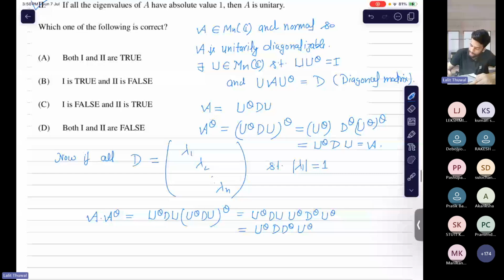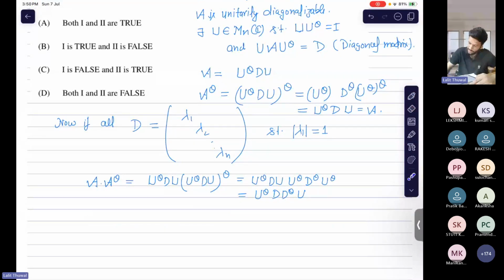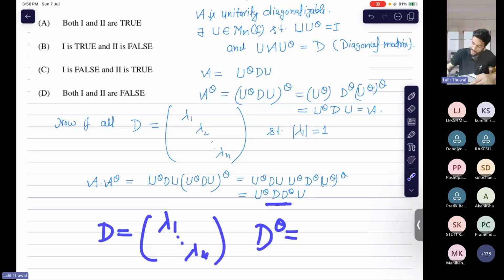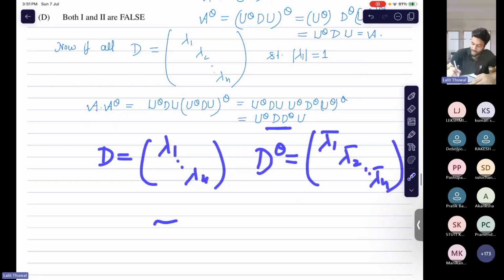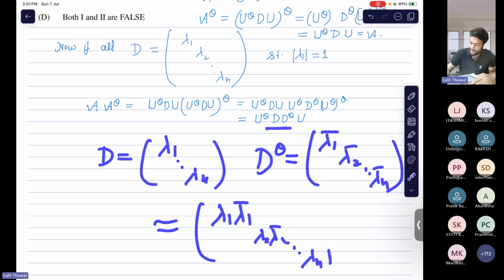Have I made some mistake? Yes, this is U** . Okay. Right. So what is D into D*? If you have D equal to diag(lambda 1, ..., lambda n), then you have D* equal to diag(lambda 1 bar, lambda 2 bar, ..., lambda n bar). If you multiply these two, the matrix comes out to be diag(lambda 1 lambda 1 bar, lambda 2 lambda 2 bar, ..., lambda n lambda n bar), right? So this can be written as modulus lambda 1 squared, modulus lambda 2 squared, ..., modulus lambda n squared.